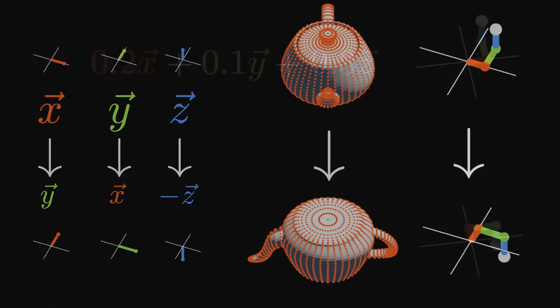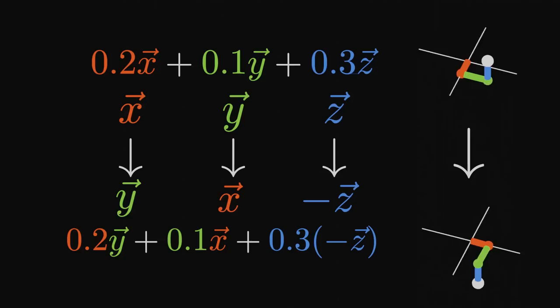Like before, we can rotate any vector by plugging in the redefinitions of x, y, and z. Let's again take a look at some examples from real video games.